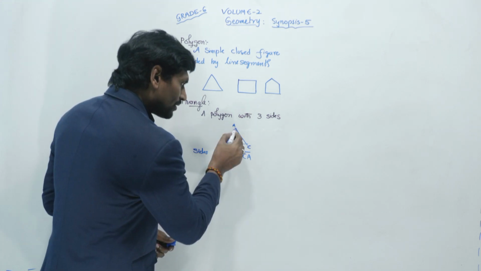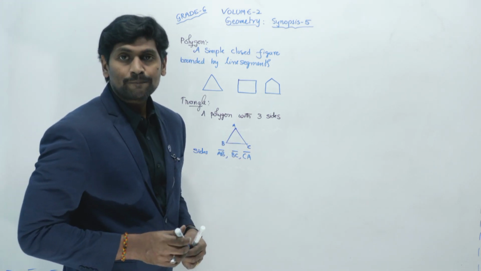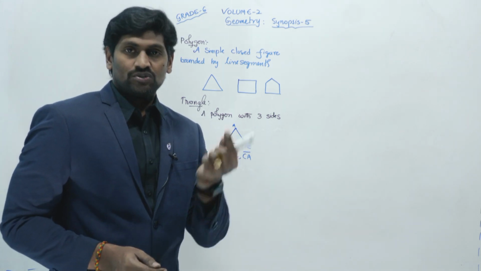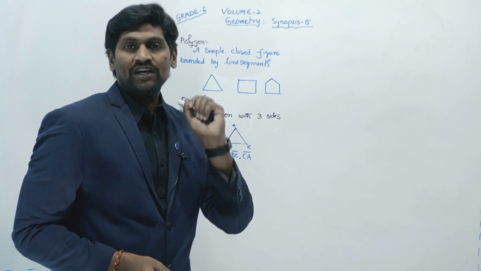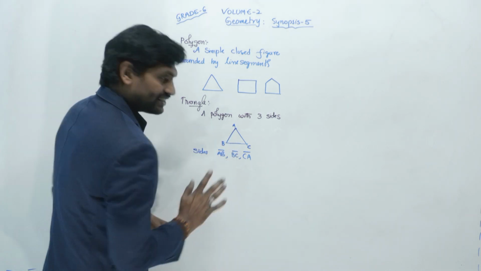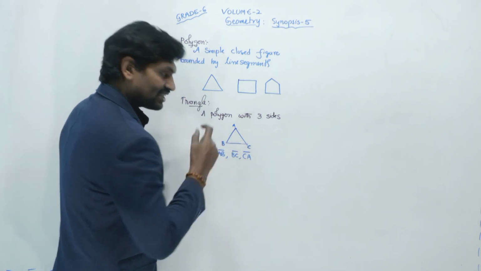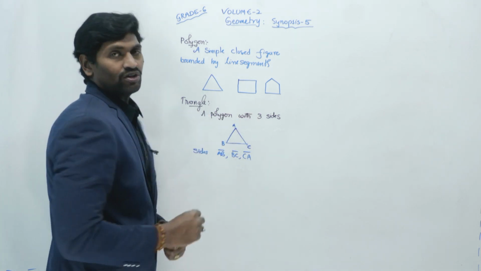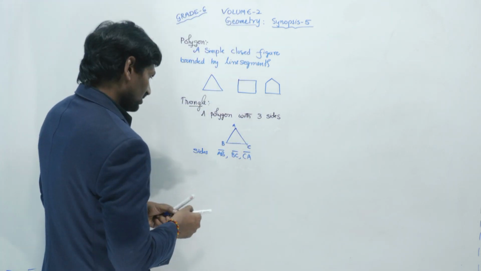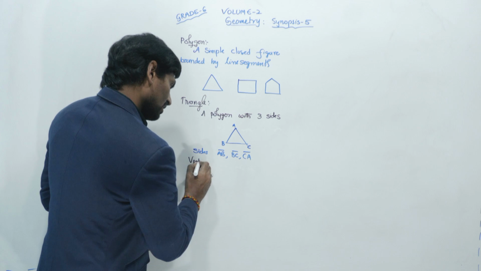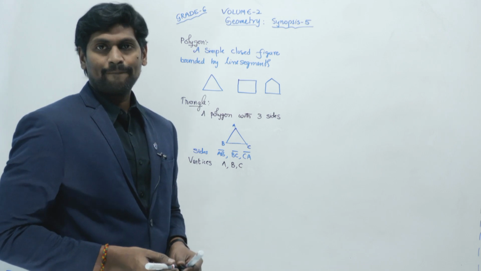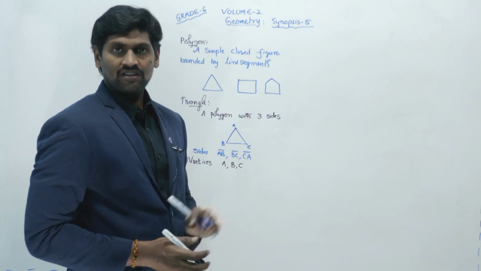That means the common point between two line segments. Common points between two line segments are called vertices. Singular: if you take only one common point between two line segments, that is a vertex. Here A is a vertex, B is a vertex, and C is a vertex. Together we call them vertices. The plural form of vertex is vertices. Vertices are nothing but the common points between any two sides. That is called a vertex.